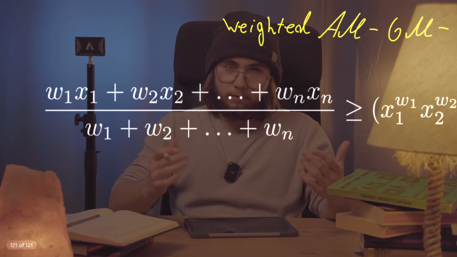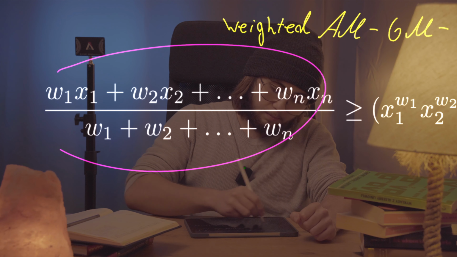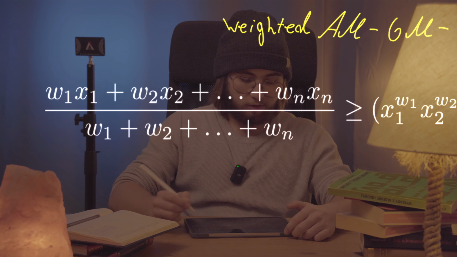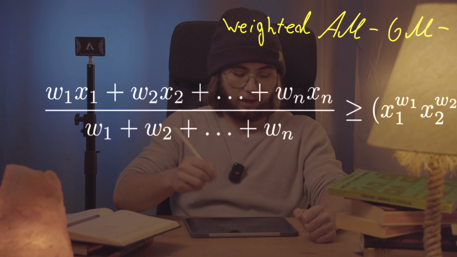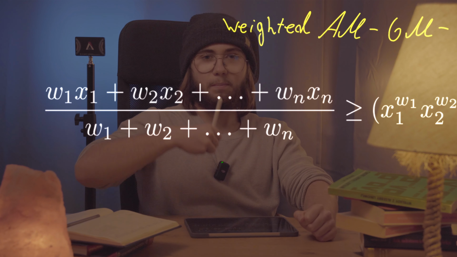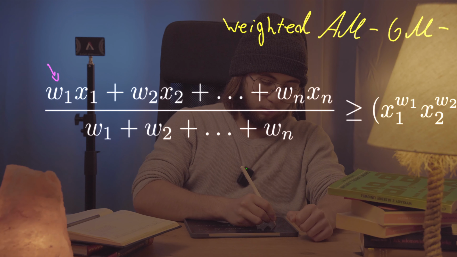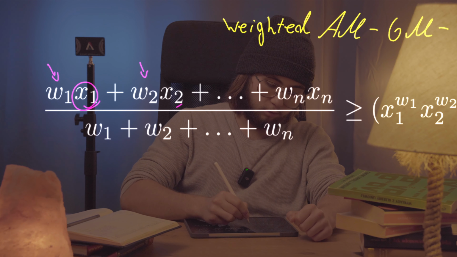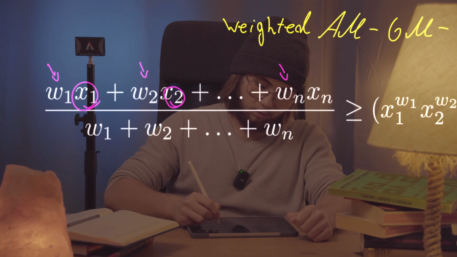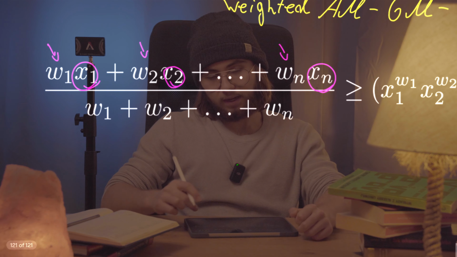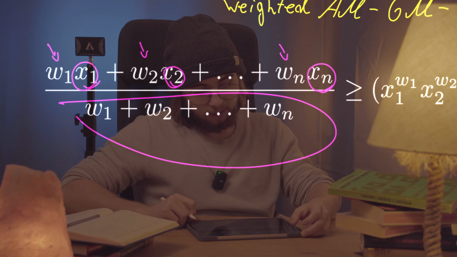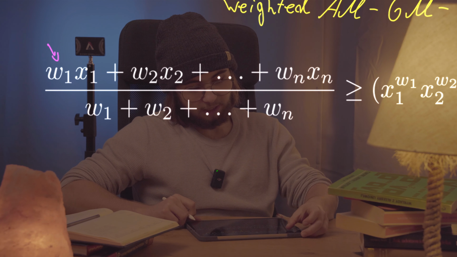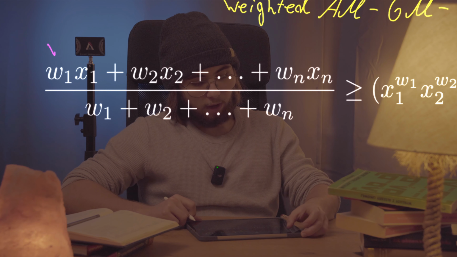First of all, the weighted arithmetic mean is the sum of all those x's, where every one of those x's is multiplied by its assigned weight. So w1 multiplied by x1, w2 multiplied by x2, and then wn multiplied by xn. Then we divide this entire sum by the sum of all of those weights we assign to every single one of those x's. That's the weighted arithmetic mean.